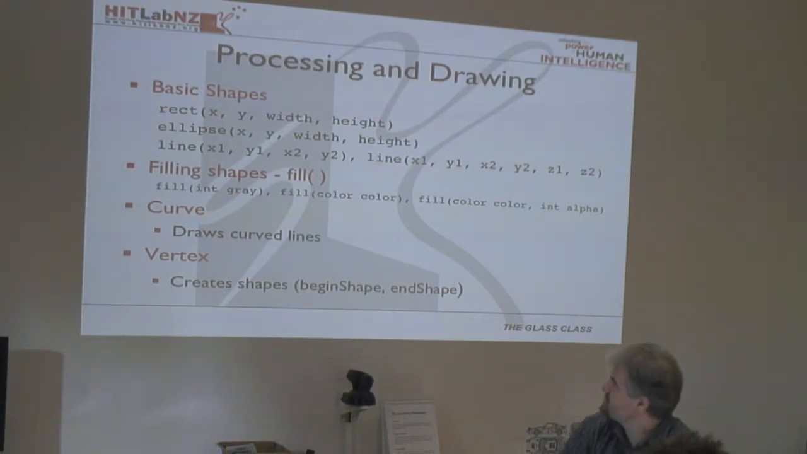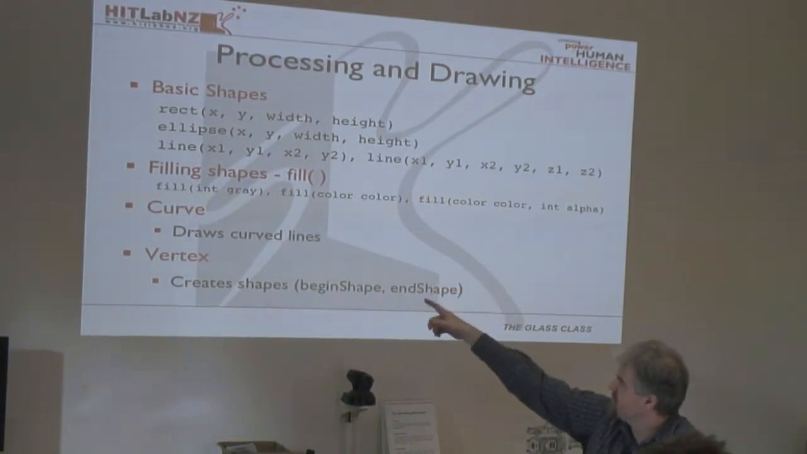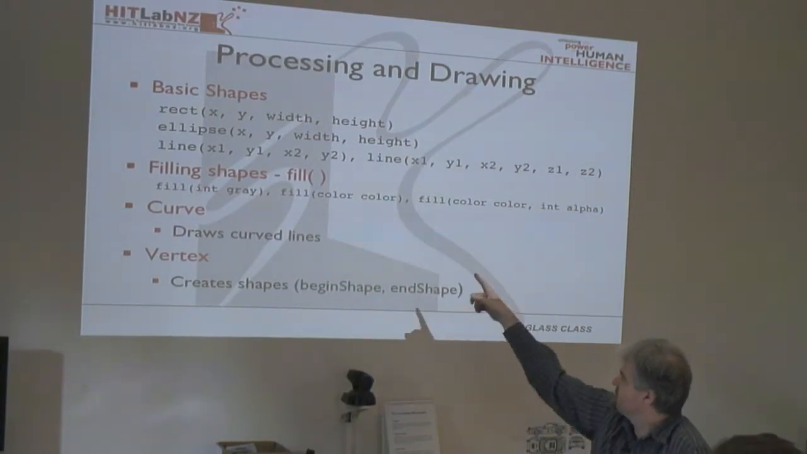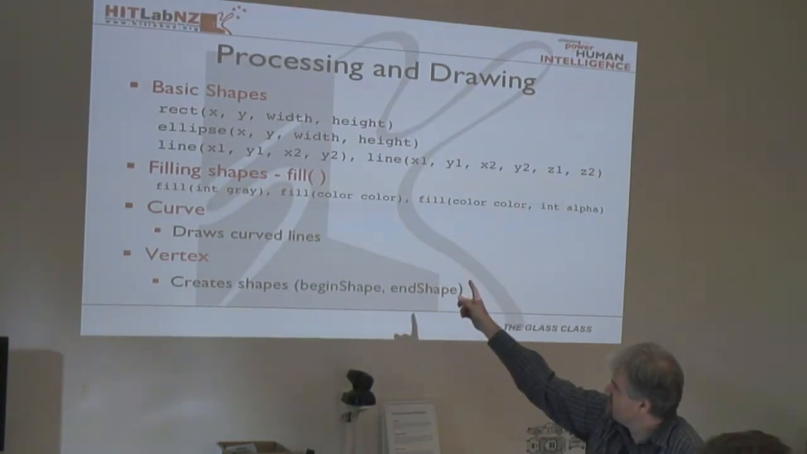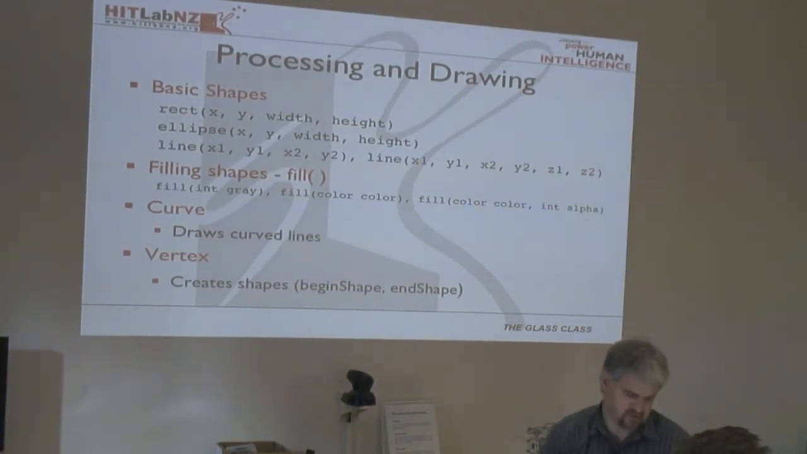Some other basic drawing commands. You can use a rectangle command to draw rectangles of a certain size, an ellipse command, a line command to draw between two locations. You can fill objects with colours. You can use a variety of curves and vertices commands as well.